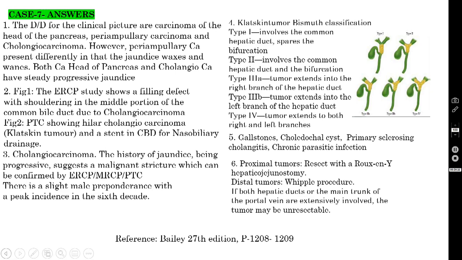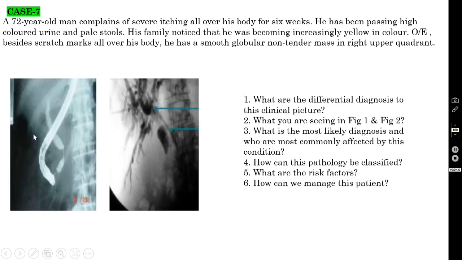In figure 1 and figure 2, what are you seeing? Figure 1 is an ERCP. Here you are seeing a filling defect, and it is not a smooth tapering of the CBD. It is having a shouldering effect. Suddenly it becomes very narrow. So this looks like a tumor there. A tumor in the bile duct is known as cholangiocarcinoma. That is what you are seeing here.